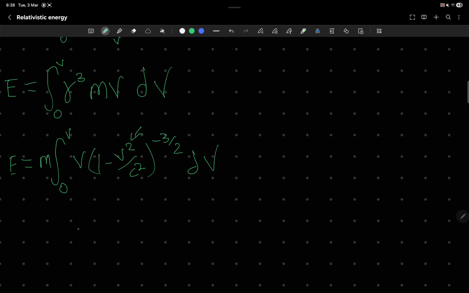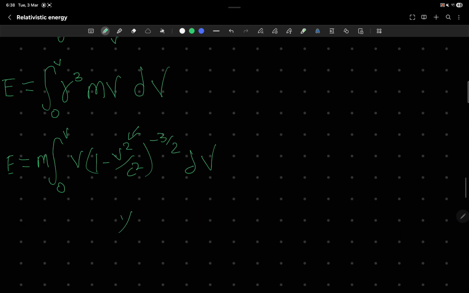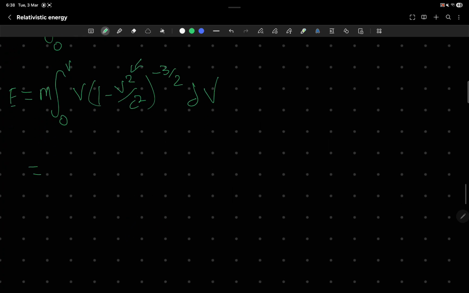So what I'm going to do is, we know that generally the power rule just adds 1 to the power and divides by the new power, right? So all I'm going to do is guess that. We're going to add 1 to the power, so we're going to get 1 minus v squared upon c squared to the minus a half.